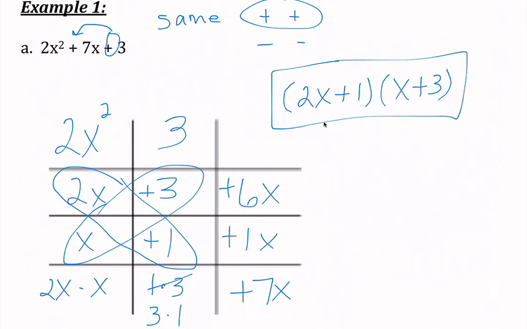So on the 7.2 notes, we would start with a problem that looked like this and end up with this as our answer. So now we're in reverse. If I were to double distribute and then simplify, I would get this. So we're just doing it opposite. So this is what you get if you factor 2x squared plus 7x plus 3.